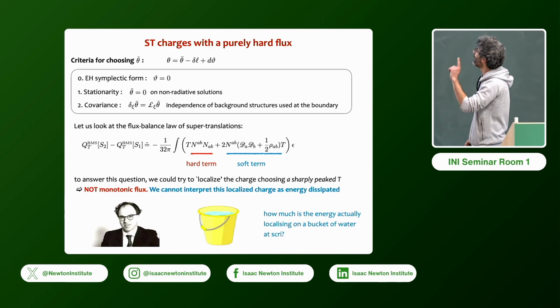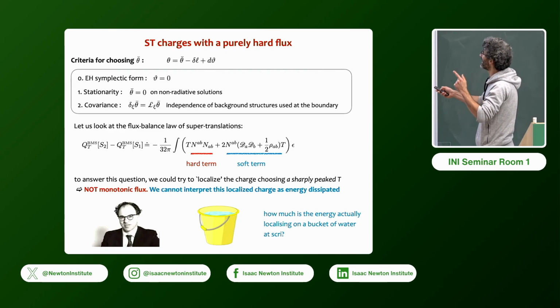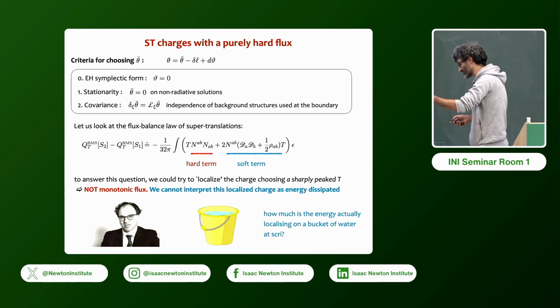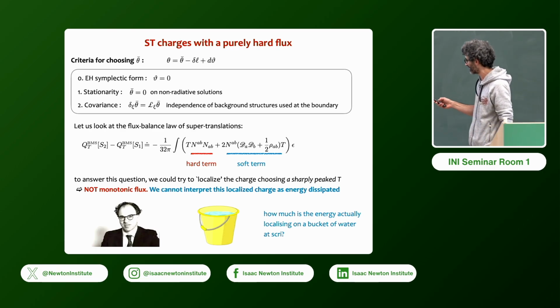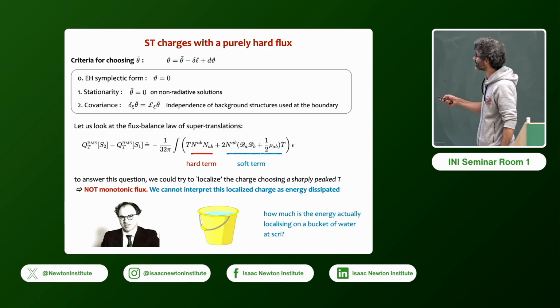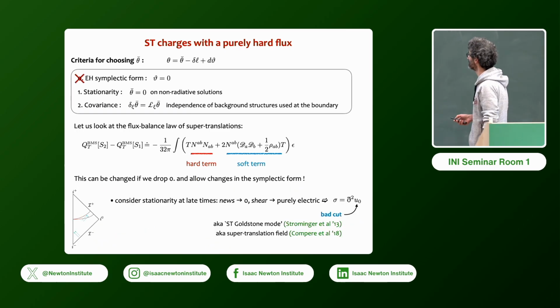But if you allow me to relax condition 0, now the symplectic potential that satisfies 1 and 2 is no more unique. You can find now a larger arena to play with, and in particular you can now ask, is there a vartheta such that we still preserve these two conditions, but now I get a purely hard flux for all supertranslations? And the answer is actually yes.